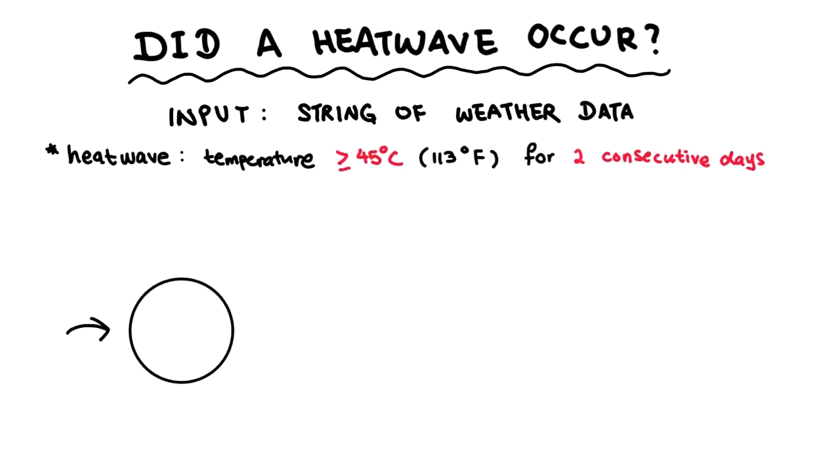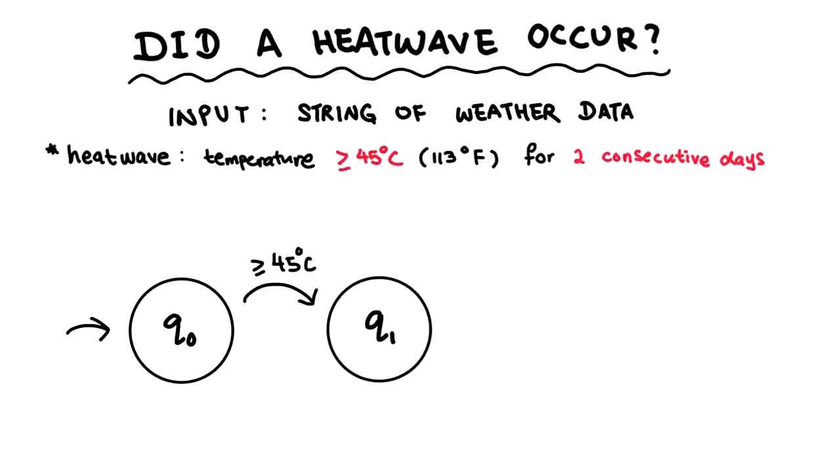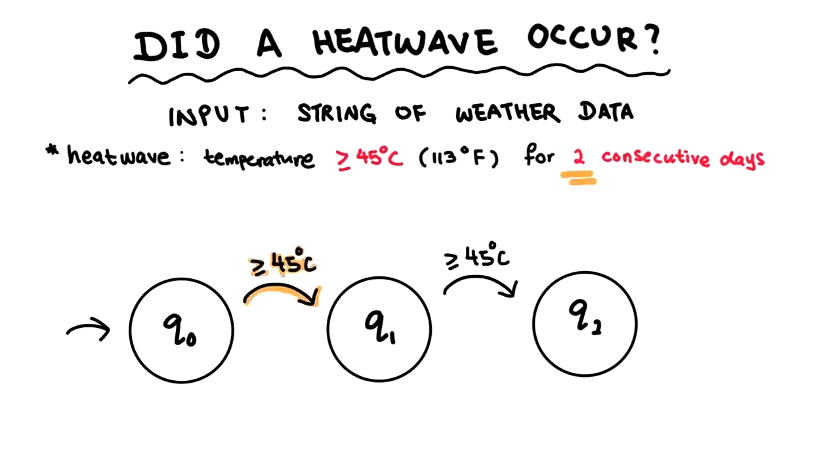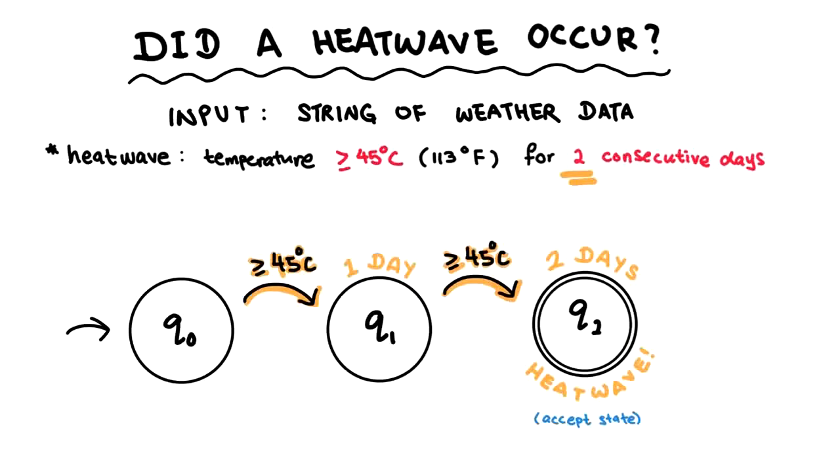Let's say this is our start state, and we're just going to call it Q0. If we hit a day where the temperature is over 45 degrees, we transition into this new state, which we will call Q1. And if we hit another day where the temperature is over 45 degrees, we transition into this other state, which we will call Q2. Since a heat wave is defined as having 2 consecutive days with temperatures over 45 degrees, when we reach Q2, we know that a heat wave had indeed occurred. So we call Q2 an accept state, and to represent the accept state, we draw another circle around Q2.